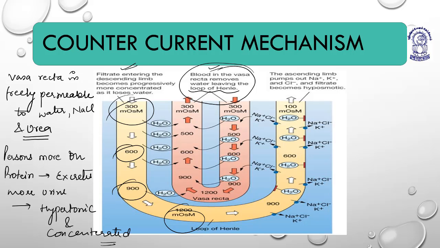Now, in the ascending limb, it becomes hypotonic, from 900 to 600, then 300, like that. The ascending limb pumps out Na plus, K plus, and Cl minus, and the filtrate becomes hypoosmotic. So this is the counter current mechanism.